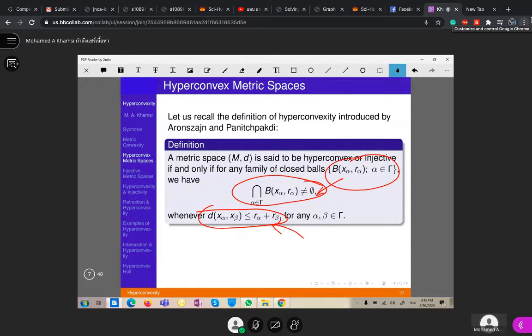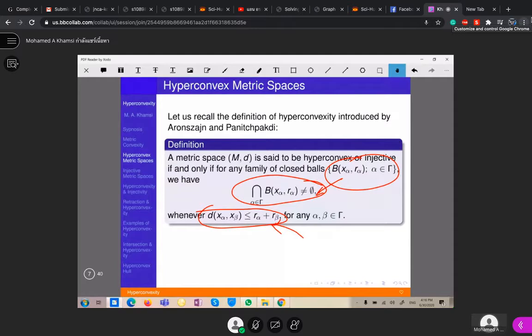So again, what is hyperconvexity, at least in the linear case? It means that if you have a collection of balls which intersect two by two, then they intersect totally. All of them will intersect. This is really amazing. Clearly, if you have a collection of balls which intersect finitely, they will intersect two by two, but the converse is not true. You may have a family of balls which intersect two by two, but they don't intersect finitely.